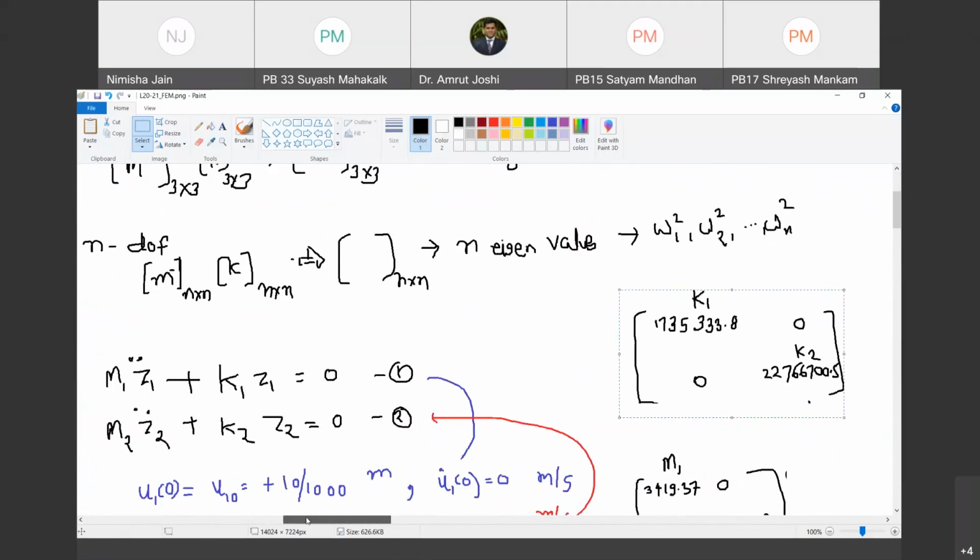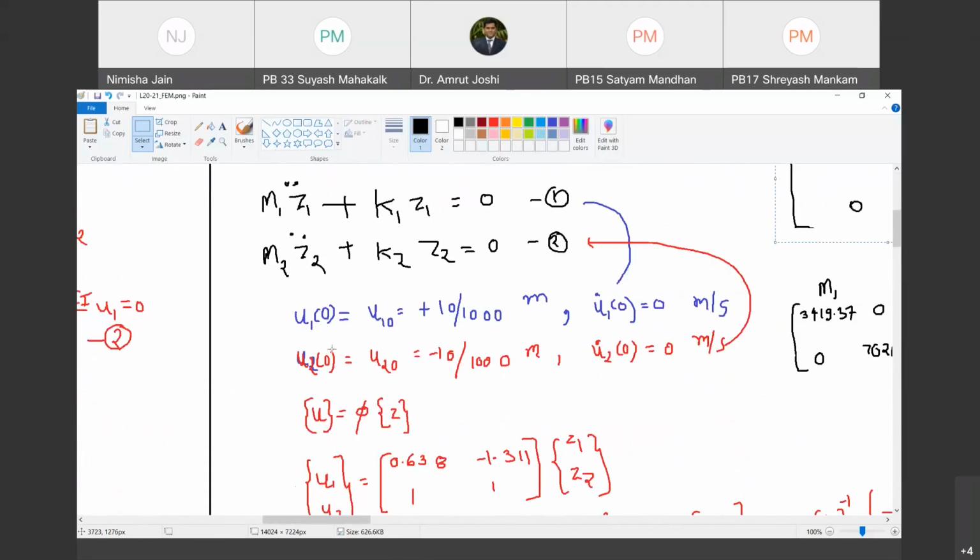So how do we solve these two equations now? First of all, merely being given the differential equation is not enough. To solve a differential equation, we also need to know the boundary conditions. Are you with me? Yes, sir. So for the first equation, what are the boundary conditions? For the first equation, the boundary conditions are this: u1 of 0 is 10 mm. So what does that mean?